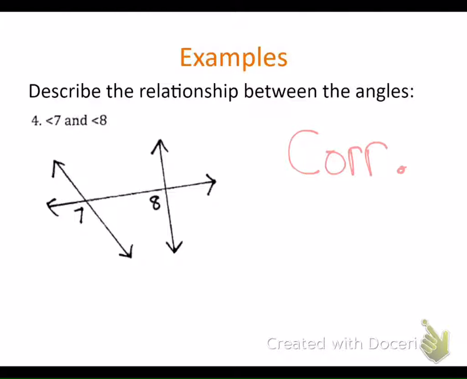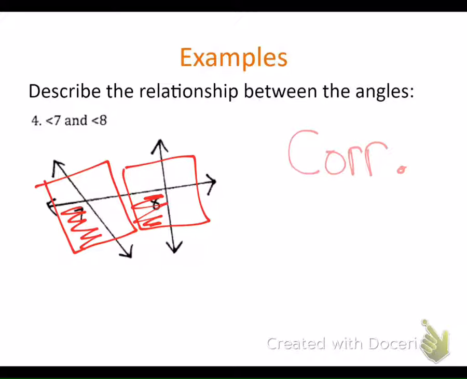Also, if we draw a box around our little four angles here, these are both in the bottom left. If we shade it in, they're in the same position.